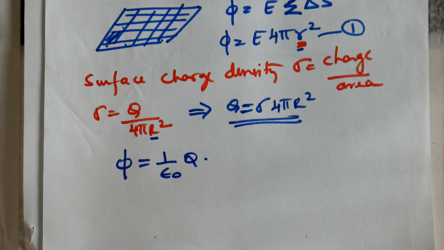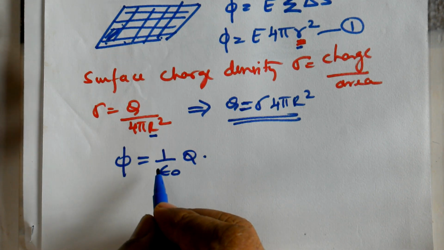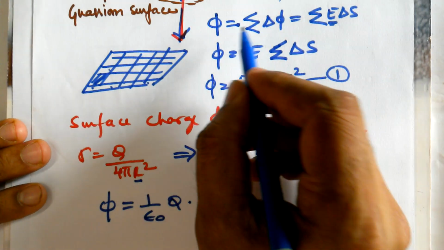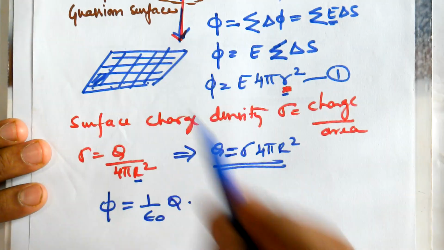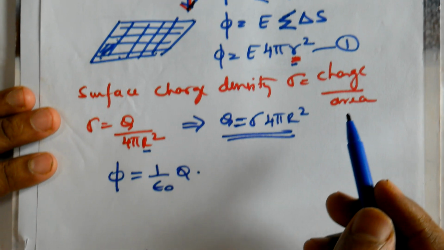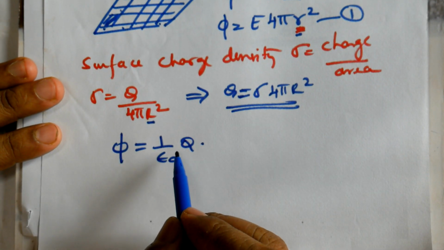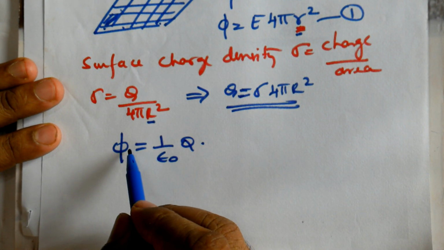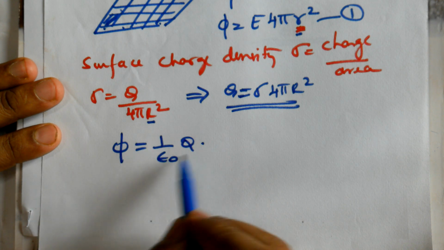So it is very easy. It is like a wholesale deal. You will get the flux through the entire Gaussian surface, and you need not go for all these small fluxes and summing them over the full area. All at once, this gives the formula for the flux. So flux through the entire Gaussian surface which encloses the charge Q is 1 by epsilon naught times Q.